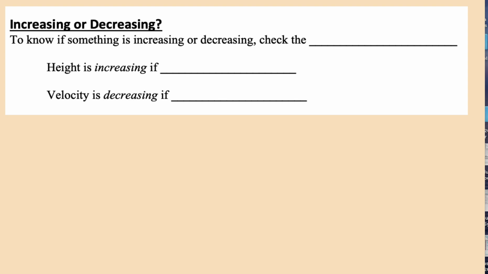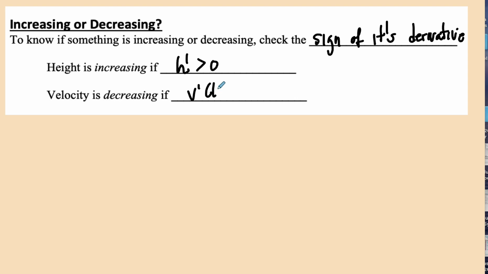To know if something is increasing or decreasing, check the sign of the derivative. In context, you're going to be looking at its derivative. If you're looking at height increasing, you're going to be looking at the derivative of height, and if you're looking for increasing, you're looking at when it's greater than 0. If in the problem you're looking at velocity decreasing, you're going to be looking at velocity with respect to time less than 0. These are the things that we look for in increasing and decreasing.